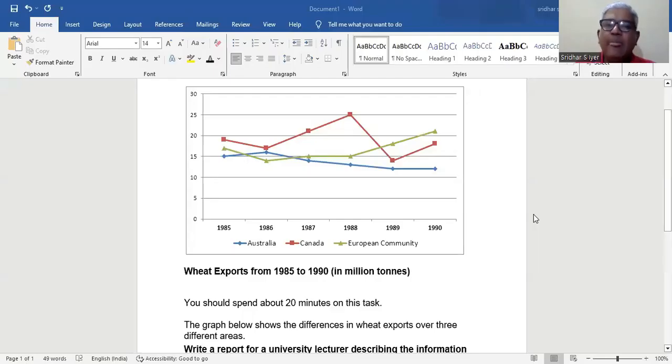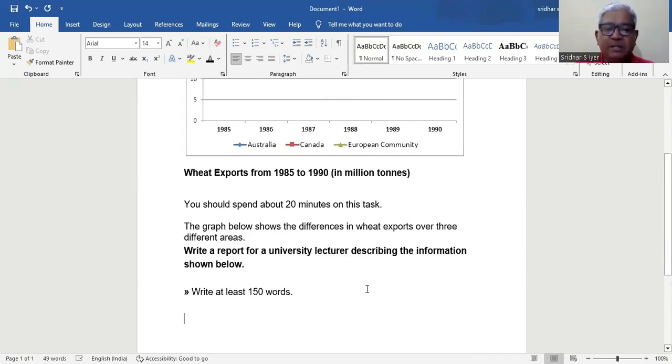Let's see what we have here. So it's a line graph which says wheat exports from 1985 up until 1990 in millions of tons from Australia, from Canada, from European community. Okay, so we have exactly 20 minutes. I'll try and write well within 15 minutes time. That is my stipulated time, always I keep for my graphs. The line graph. There is only one graph.